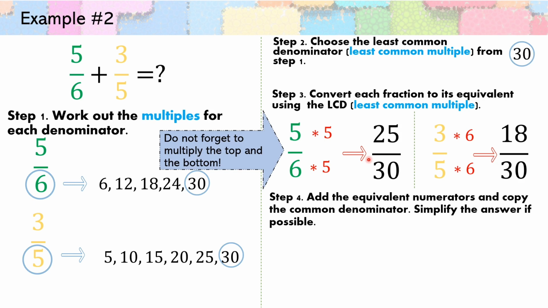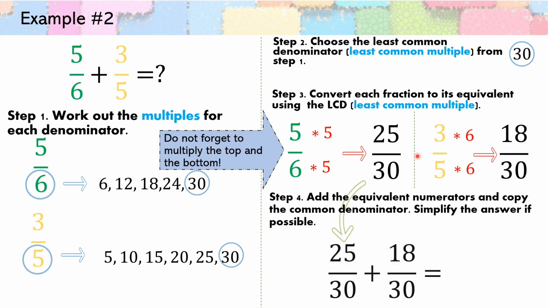Let us copy the new equivalent of the original fractions from the given. So 25 over 30 plus 18 over 30. They are now similar fractions because they have common denominators. Let us add them. Add the numerators and copy the common denominator. 25 plus 18 is 43 over the common denominator 30.